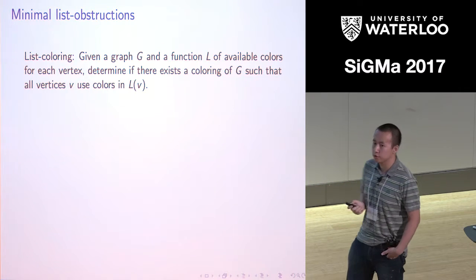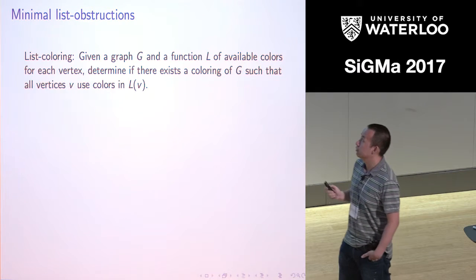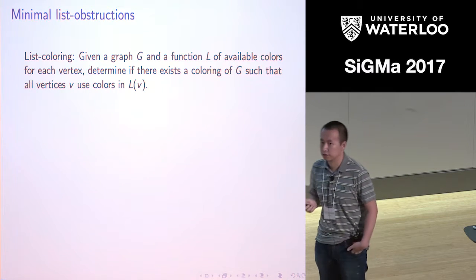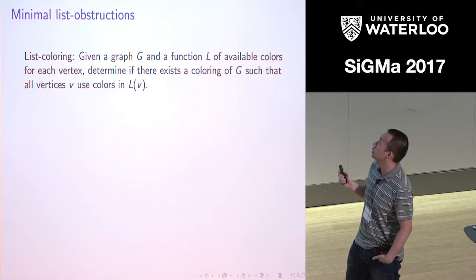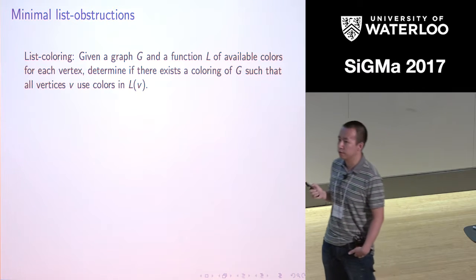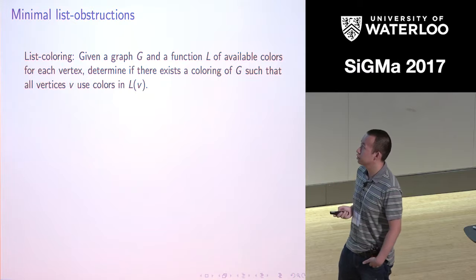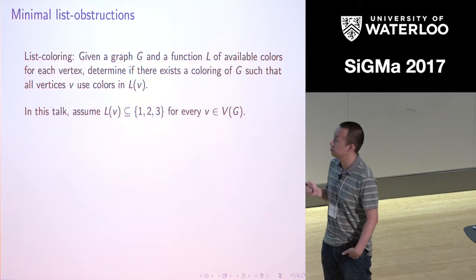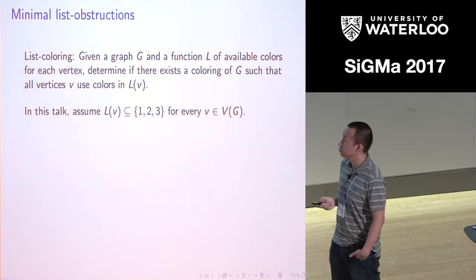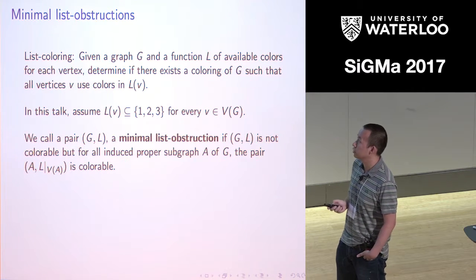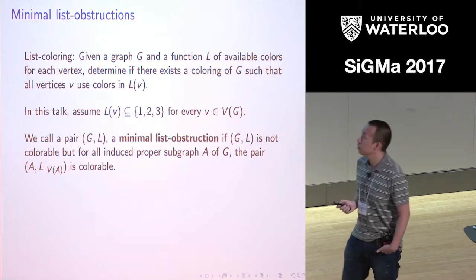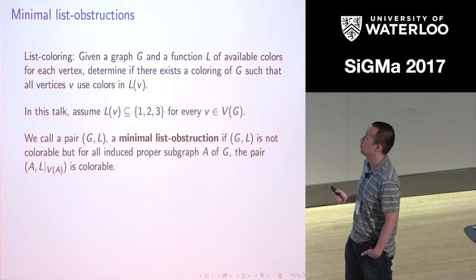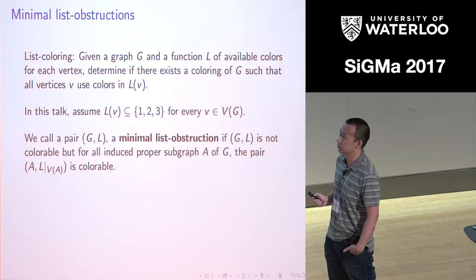So that comes to the next definition of list colouring. For list colouring, we are given a graph G and a function L such that L(v) means all available colors of each vertex. For 3-colouring, we can think of every L(v) equals {1,2,3} for any v. Because we are interested in 3-colouring, in this talk we think of L(v) as a subset of {1,2,3}. So that's actually something more general than 3-colouring. Now, similar to the concept of vertex-critical graph, we introduce the concept of minimal list obstruction. We call a pair (G,L) a minimal list obstruction if (G,L) is not colorable, but for all induced proper subgraphs it is colorable, which means that if we delete any vertex of G, then the graph is colorable.